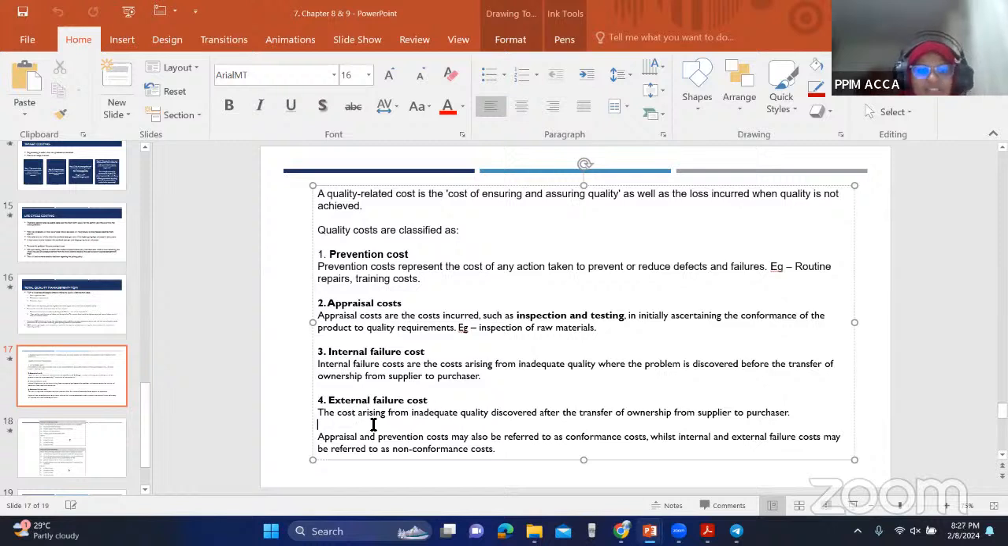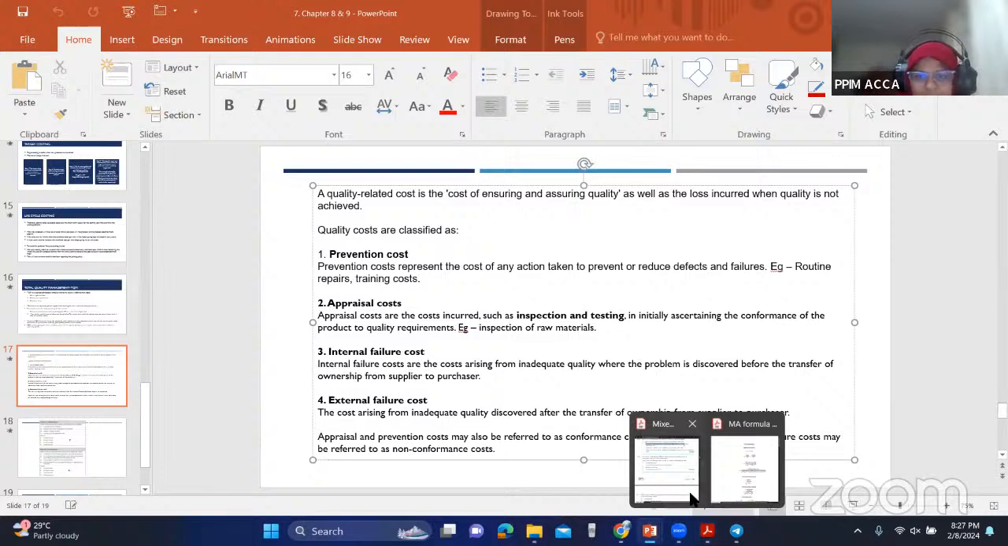Finally, external failure cost. This is where we have figured out that the product is of bad quality, but unfortunately, we figured it out only after we gave it to the customer. Let me give you an example. Maybe after selling it to customers, you ask for feedback and the customer tells you it's very bad. The cost that you incur to ask for feedback is the external failure cost. The fact that it's happening after you transfer the good to the customer makes it fall under this category. So those are the four costs relating to quality.